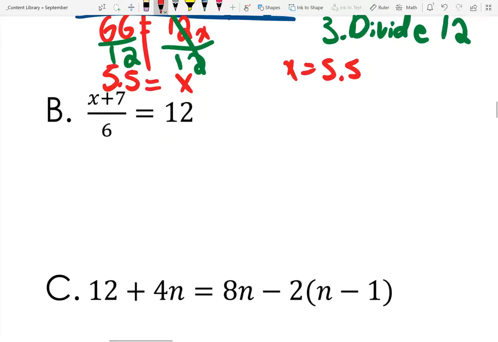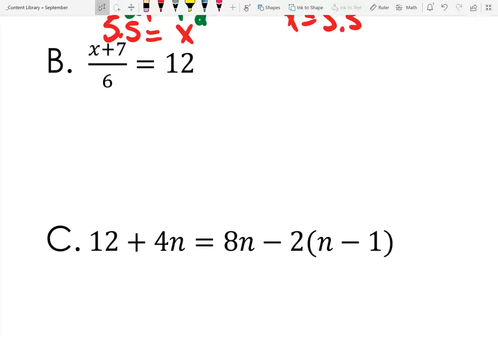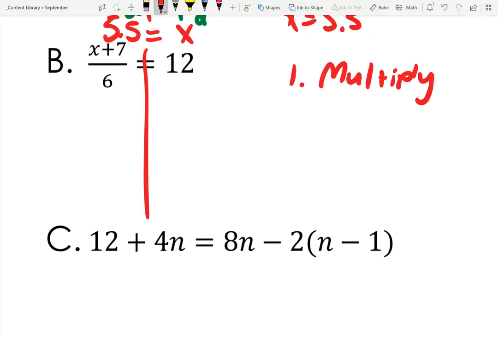All right, let's look at B. In B, we have to first multiply by 6. So step 1, multiply 6. Because that 6 is in the denominator, that means it's being divided. So the opposite of dividing by 6 is going to be multiplying by 6, which will cancel out that dividing 6. But we got to do that to both sides.